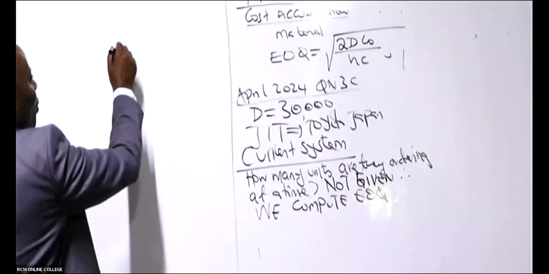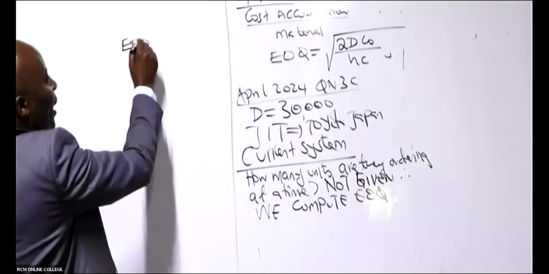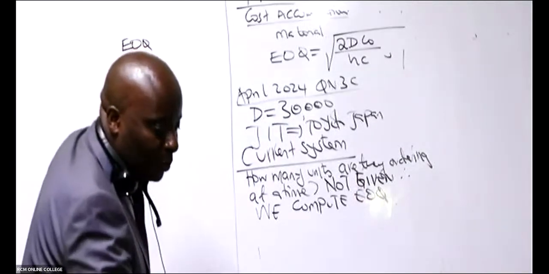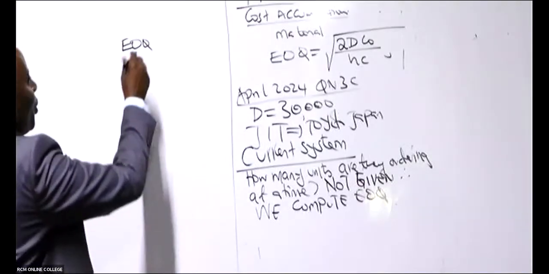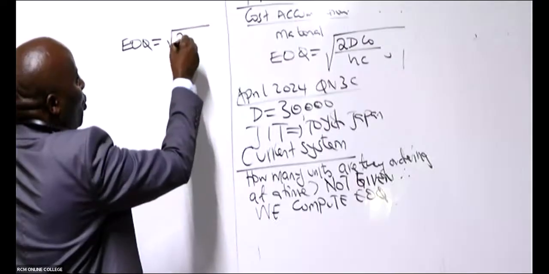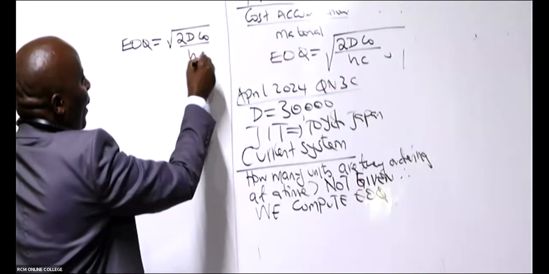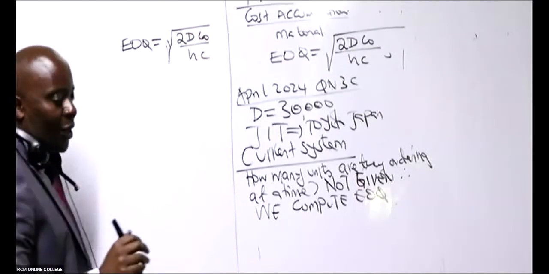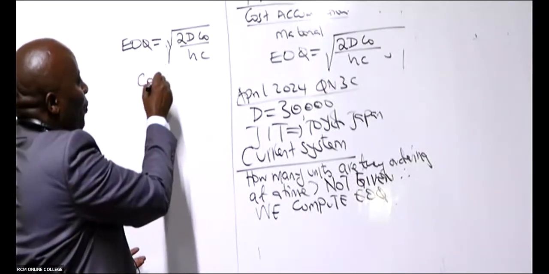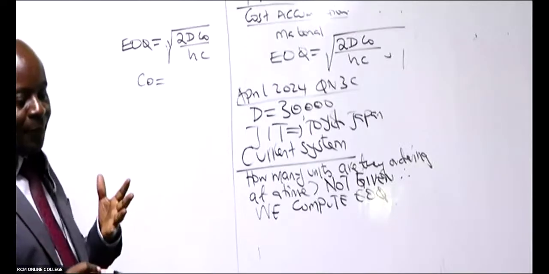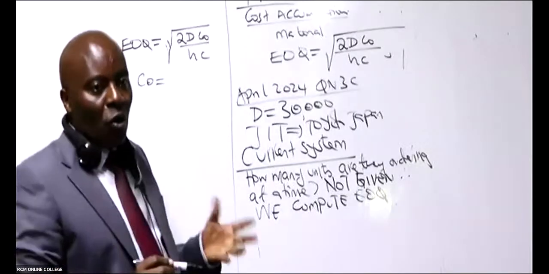The good thing with yourselves is that you guys are young enough. The formulas here will not be able to disturb you. So you know that EOQ will be equal to the square root of 2DCO over HC, isn't it? I don't have a problem with CO. CO is cost per order. If this is your very first class, CO stands for cost per order.